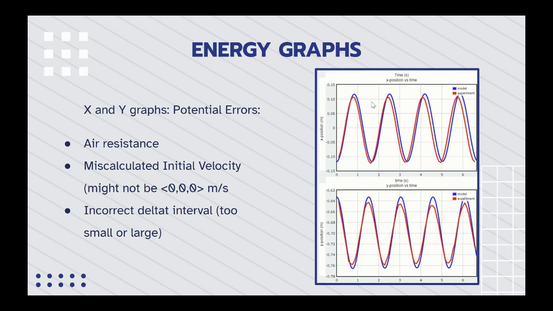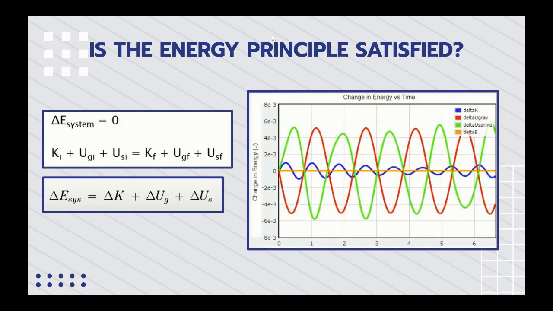And so what are potential errors that can be spotted? Air resistance can cause a potential error, or miscalculating the initial velocity. It might not start from 0, 0, 0. And also an incorrect delta t interval can be computed in the wrong manner, which are the potential errors. And so is the energy principle satisfied? Yes, as we already discussed, these cancel out each other, which causes that change of E to be zero. And this satisfies this equation then.